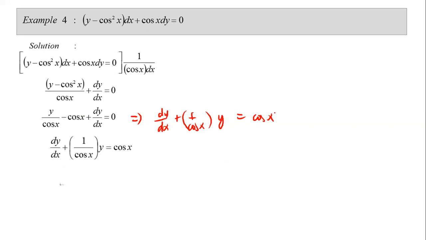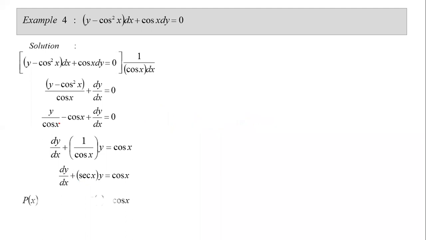So here, you can now see that this 1 over cosine x can be written as secant of x. So you can now see that our p of x is secant x and q of x is cosine of x. And this gives us an integrating factor of the form e raised to the integral of secant of x dx. And you know that the integral of secant of x dx is ln of secant x plus tangent x. And again, I will not write plus c.